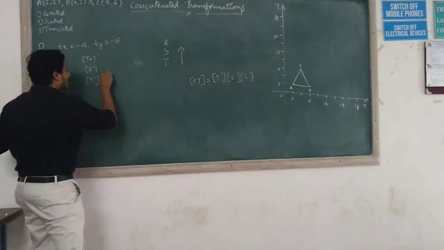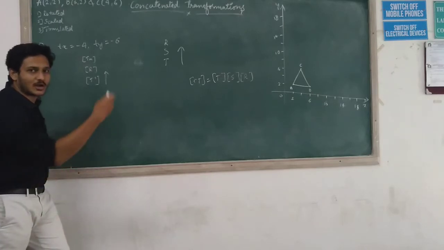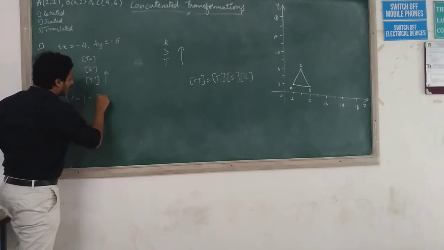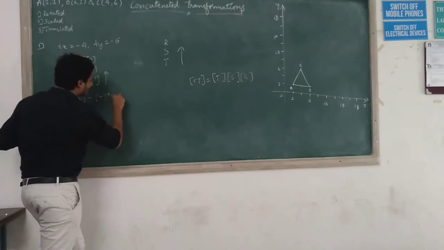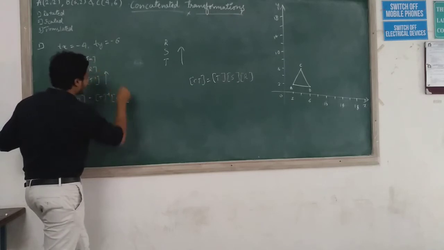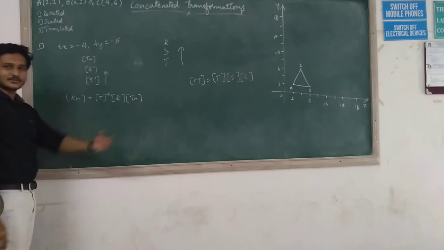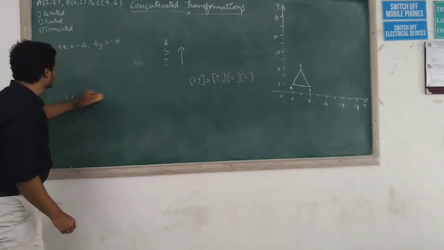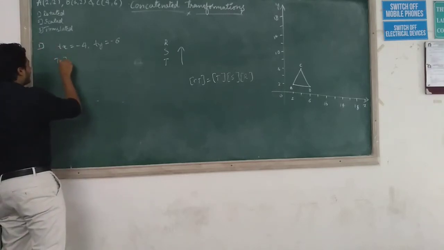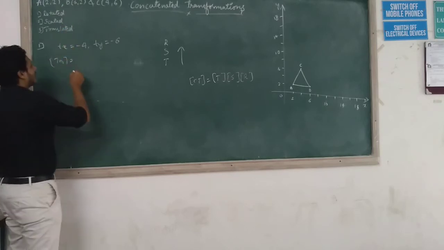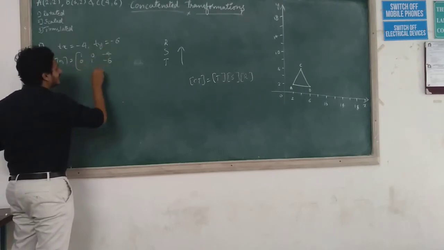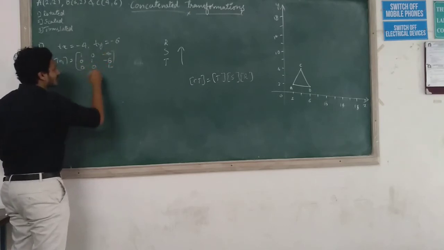So the concatenated transformation for the rotation about a point is, going backward, T inverse multiplied with the rotation multiplied with the translation. We first go for the translation. I will name it T1 because after that I also have a translation. This is 1 0 Tx which is -4, 0 1 Ty which is -6, 0 0 1.